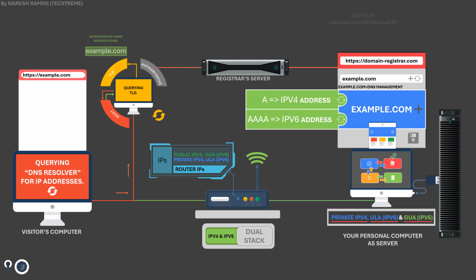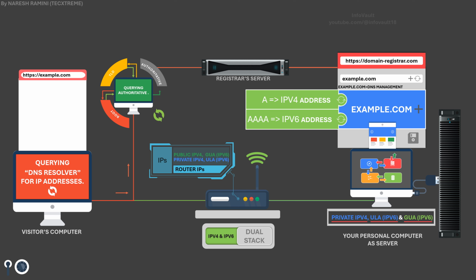The TLD name server stores information about authoritative name servers for domain names under a specific TLD or extension. It checks its records for the authoritative name server details of example.com. Once found, it provides the DNS resolver with the IP address of the responsible authoritative name server for example.com.